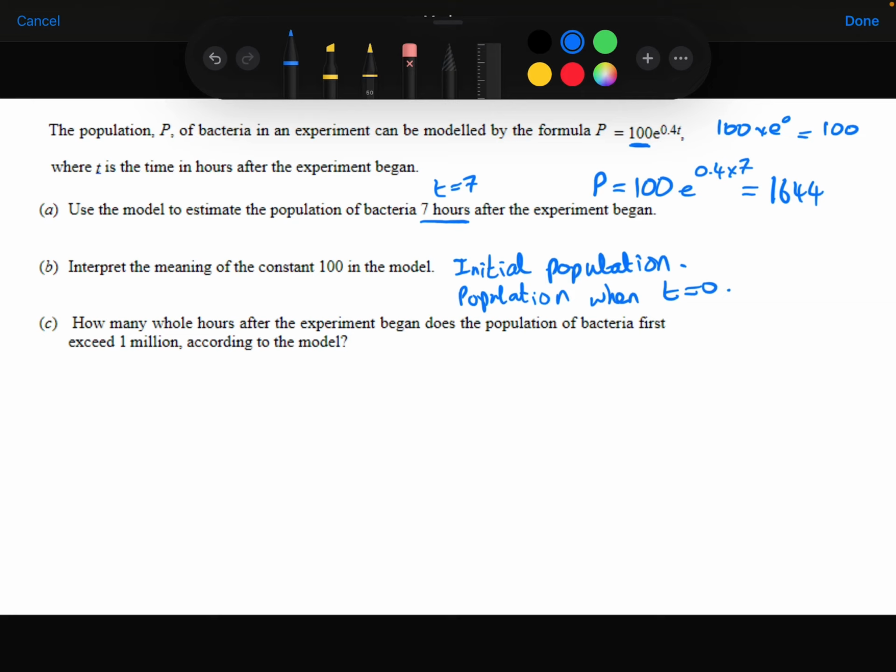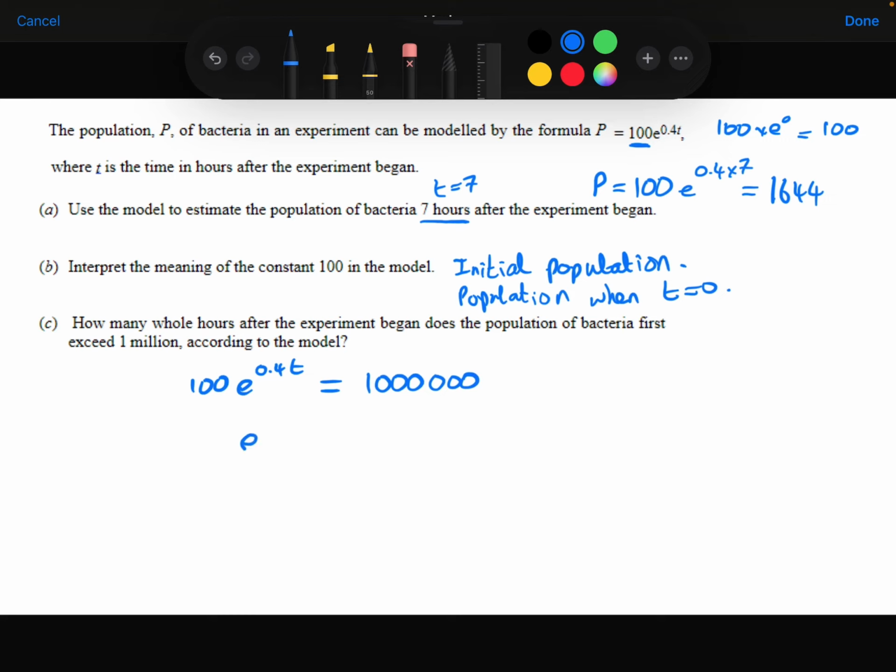Part C, estimate how many whole hours after the experiment began does the population of bacteria first exceed 1 million according to the model. Right, so I'm going to take my model and I'm going to make that equal to 1 million to find out the time when the population equals 1 million. And then I can just go for the number of hours above that to work out when it exceeds 1 million.